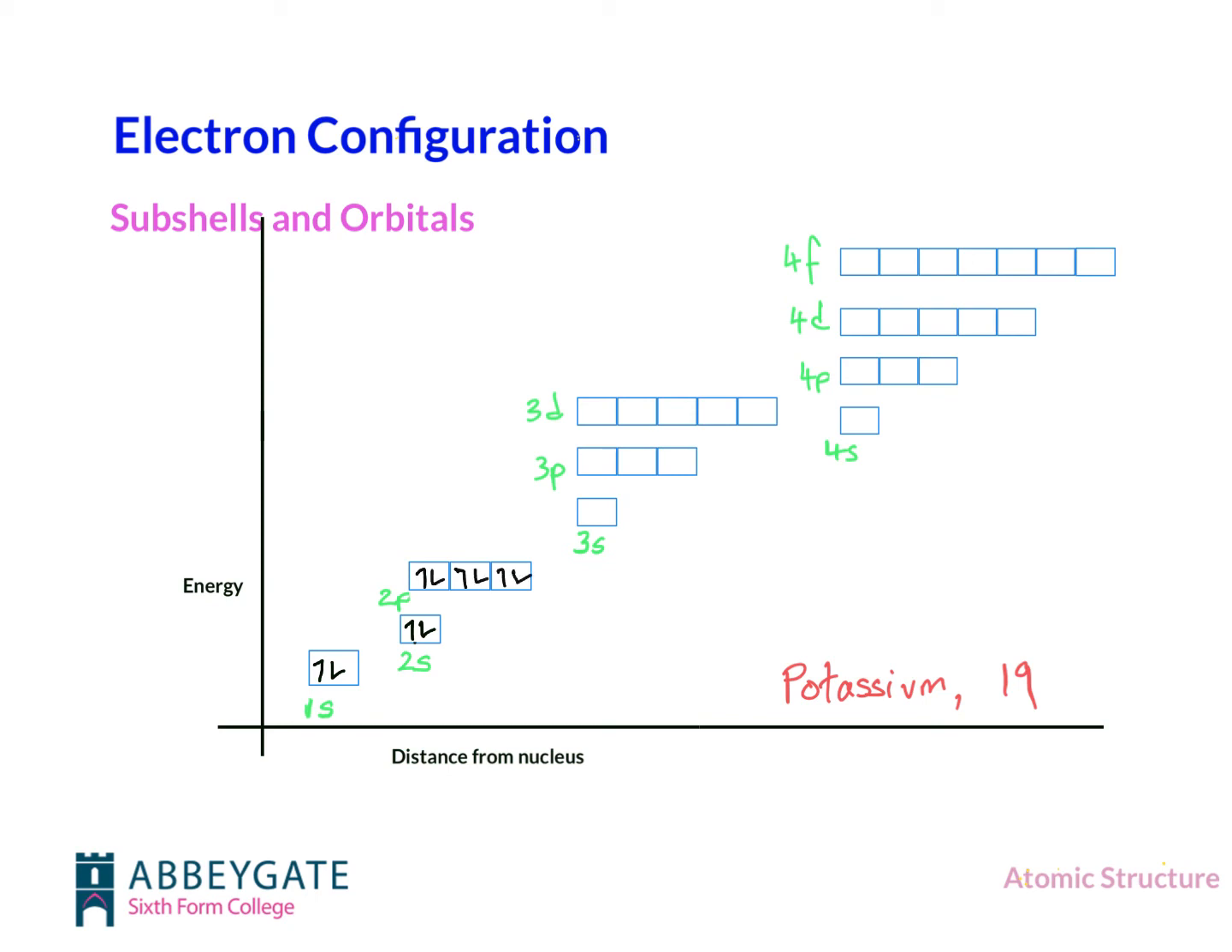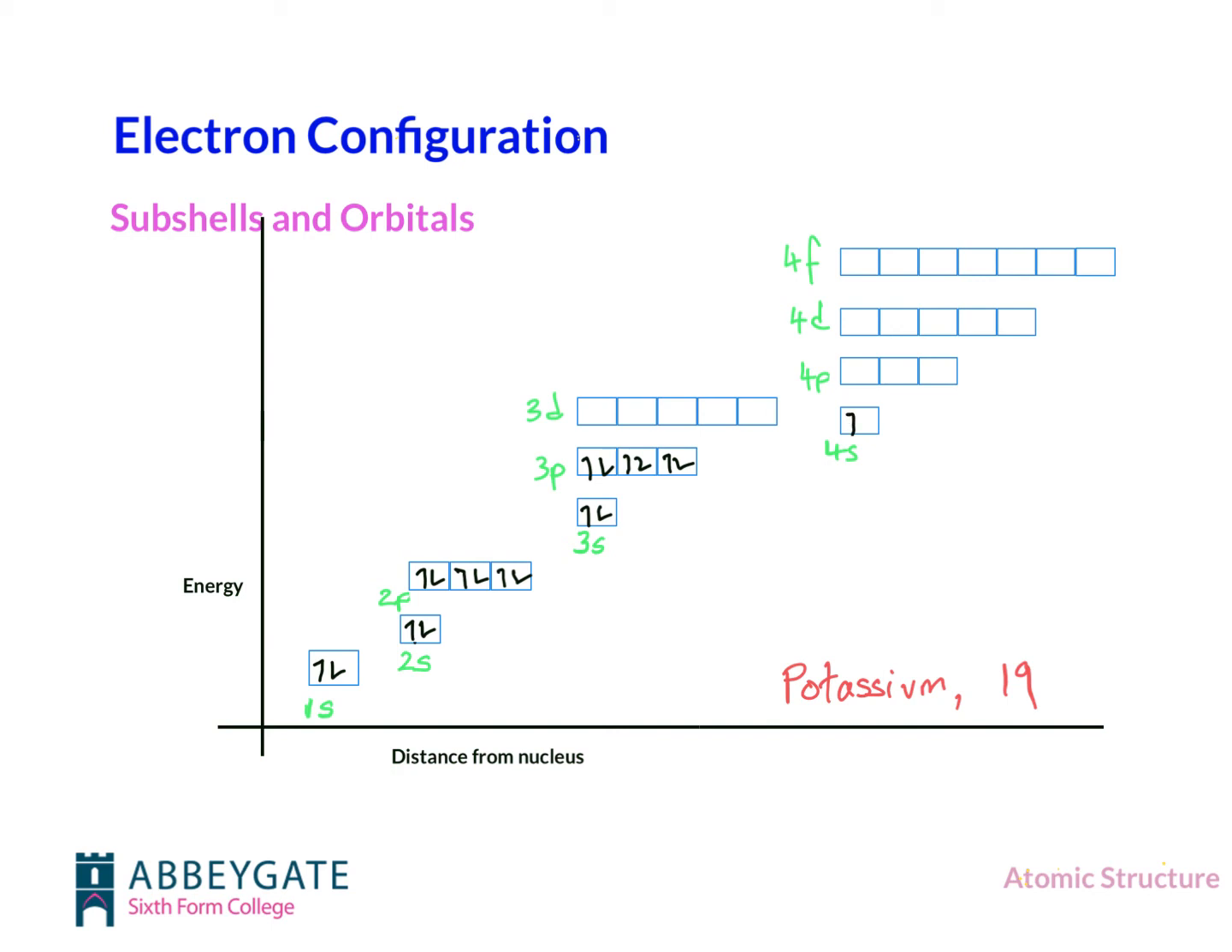And then it's going to have 8 in the third shell. So we're going to go 1, 2, 3, 4, 5, 6, 7, 8. So we're now up to 18 electrons. Now the 19th electron, you might think would go into the 3d, but if we remember, the 4s is lower in energy than the 3d is, so we're going to put our final 19th electron into the 4s.